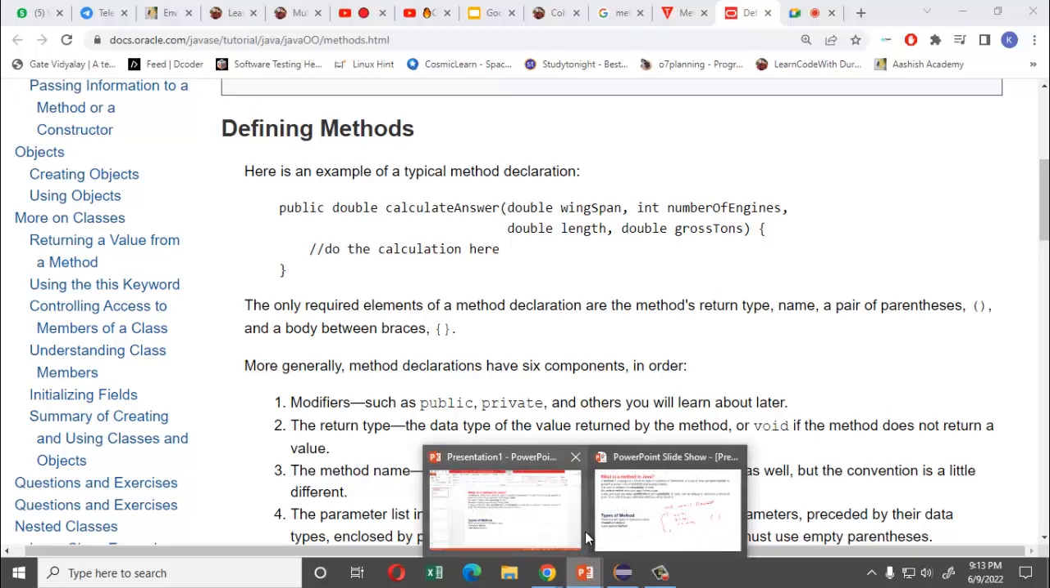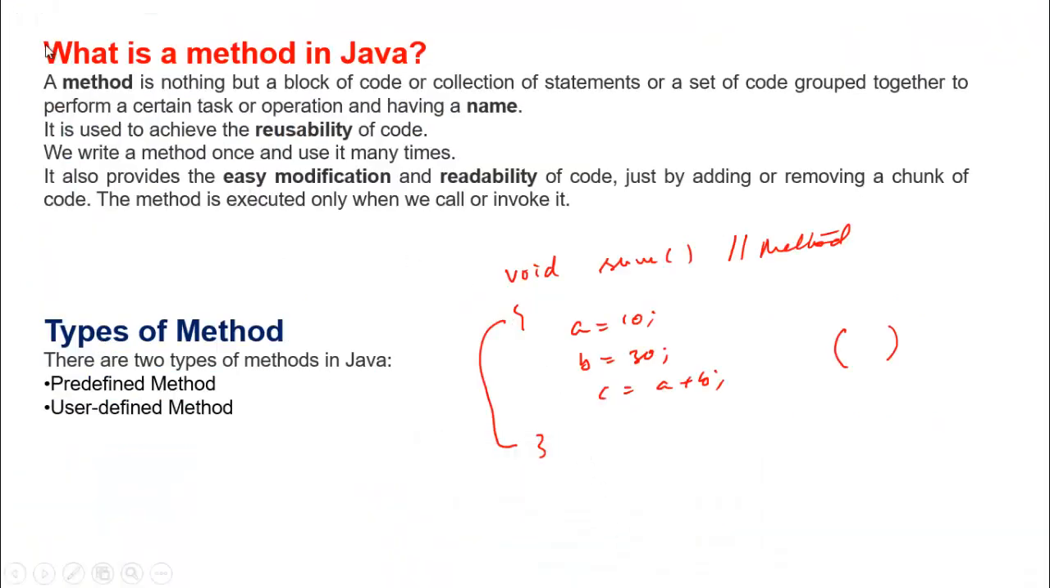What are methods here? So here you see, what is a method in Java? A method is nothing but a block of code, or a collection of statements, or a set of code grouped together to perform a certain task or operation, and having a name. So it must have a name here.